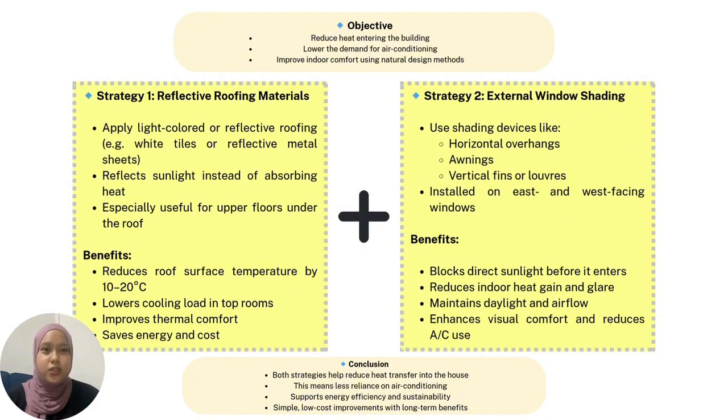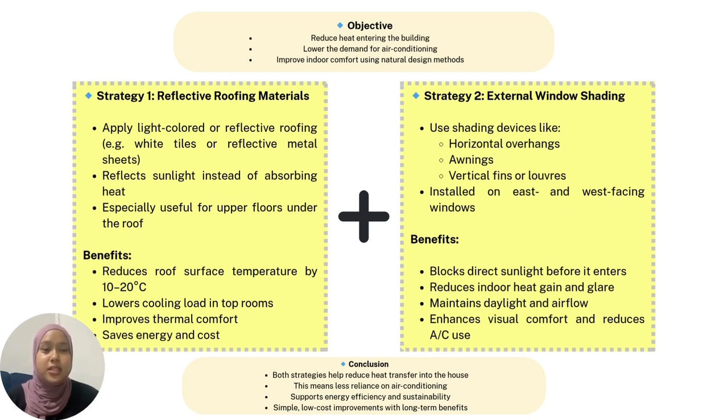The first strategy is to use reflective roofing material. This involves applying a light color or reflective roofing such as white tiles or reflective metal sheets. These materials reflect sunlight instead of absorbing heat, which is especially beneficial for upper floors directly under the roof. Benefits of this strategy include a significant reduction in roof surface temperature by 10 to 20 degrees Celsius, a lower cooling load for rooms at the top floor, improved thermal comfort, and energy cost savings in the long run.